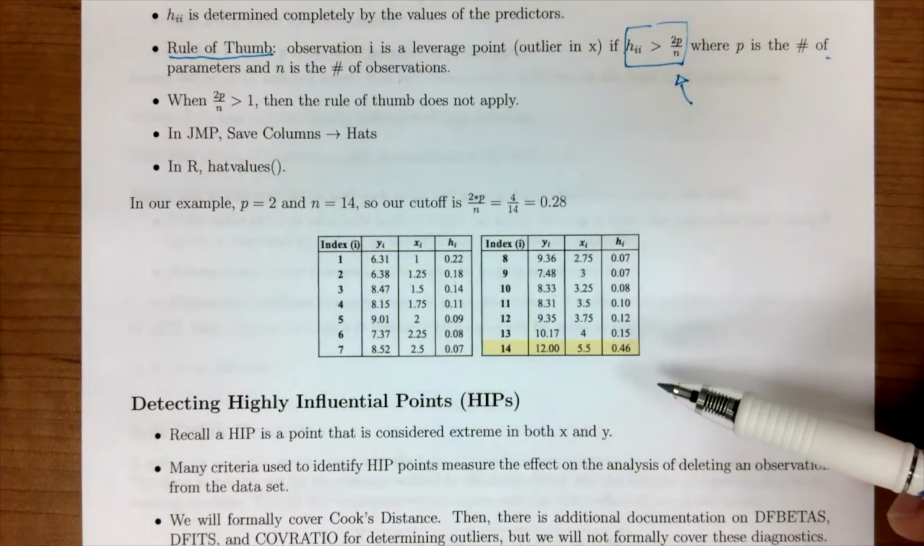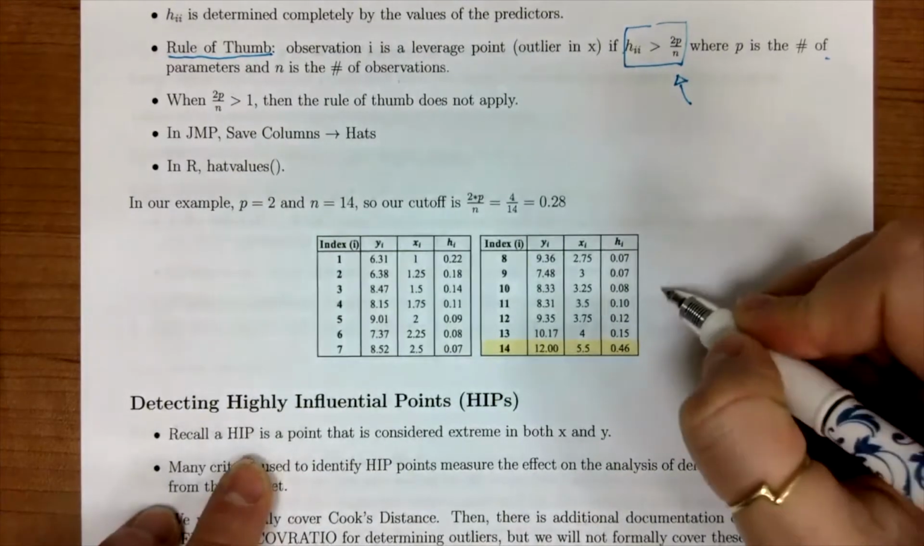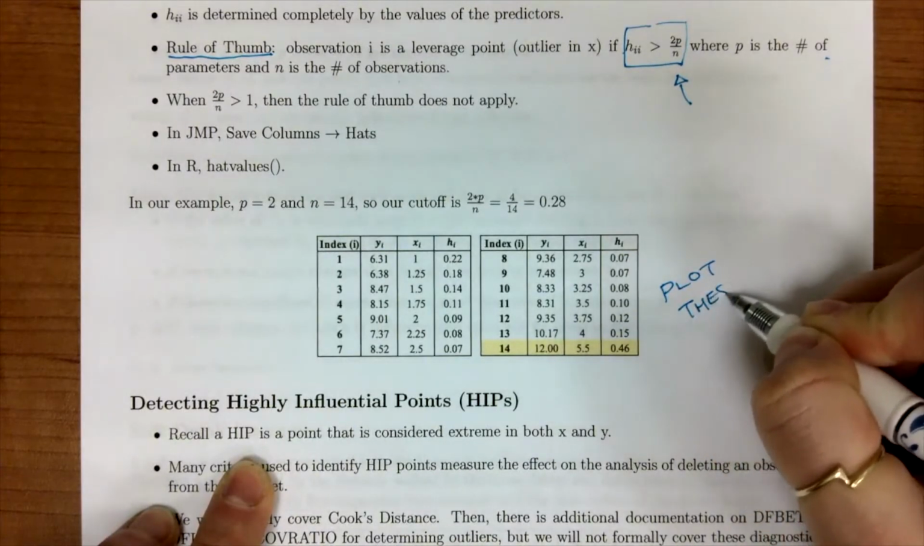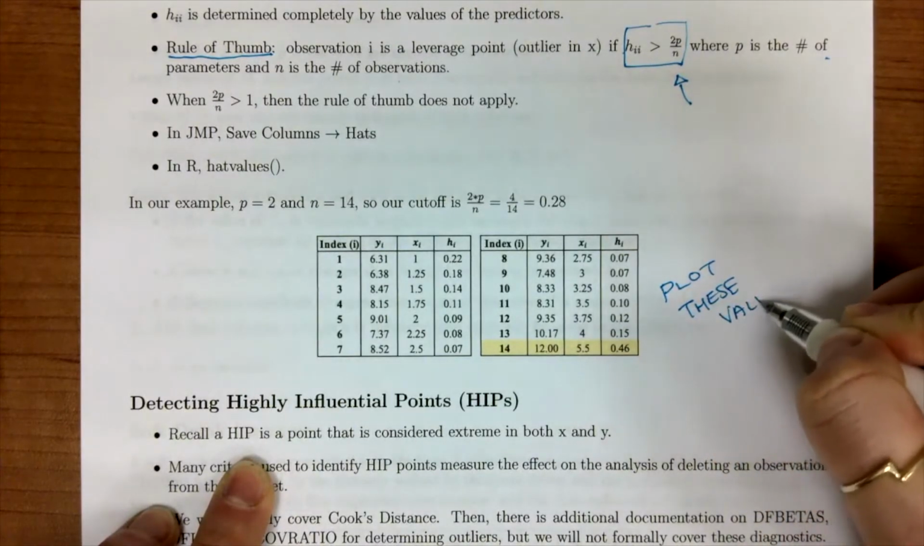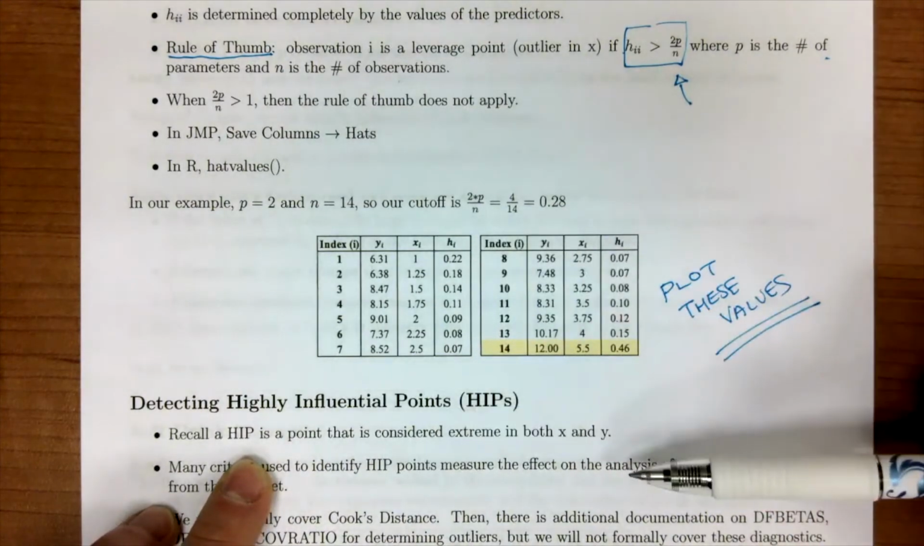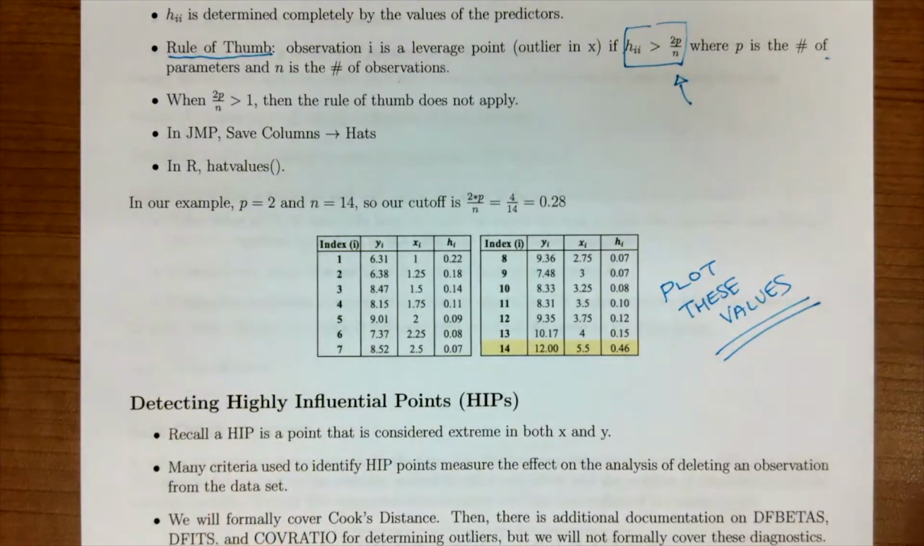What I would again recommend, and I'll show you this in our soda example, is to plot these values. Numbers are hard to compare when you're just looking at them, so you want to plot these values always. It gets you a good picture.